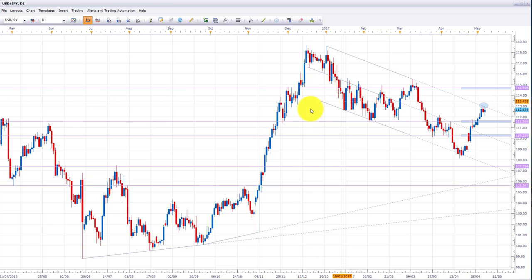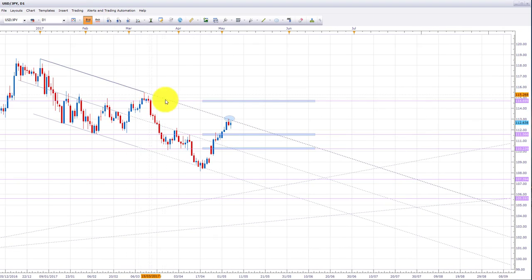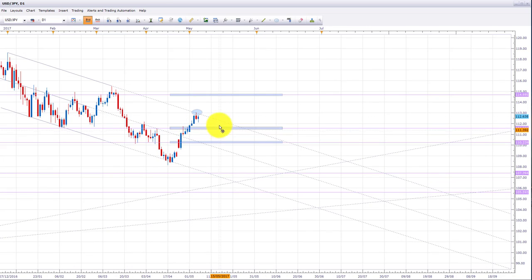US dollar Japanese yen, a little bit similar. We're sitting at the top of this resistance area here, this downward sloping trend line of this channel. If we get a bounce here, I am going to be expecting a potential retest of the 111.56 area, and if we get a breakthrough here, I will be looking for the retest of the confluence of this median line and also the support area down here.